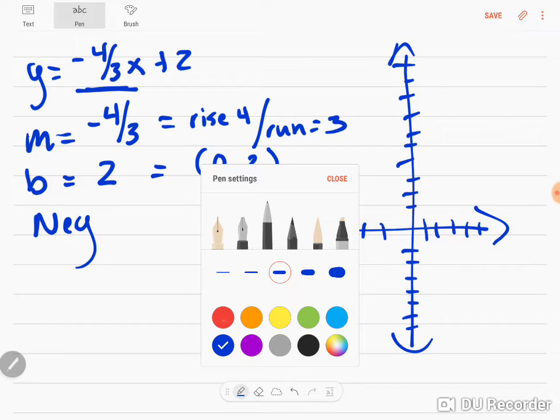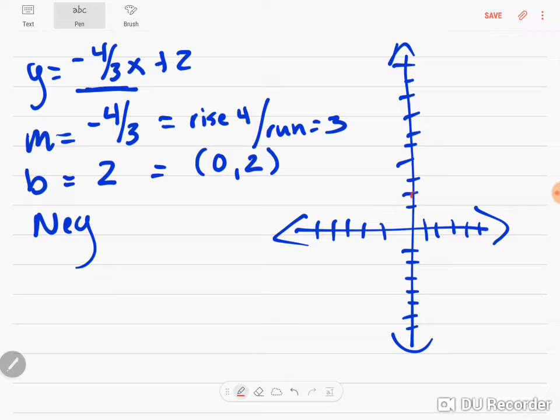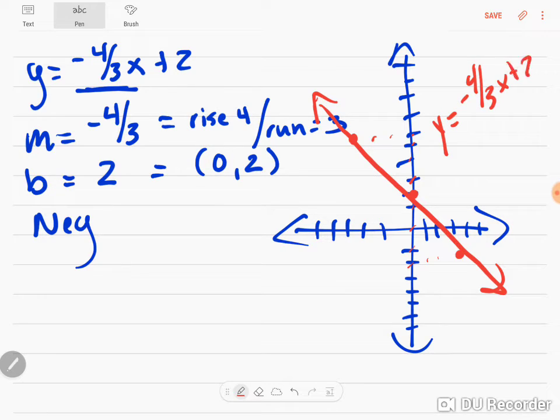All right. So here we go. My first point is at 0, 2, which is right there. My rise says 4, so I'm going to go up 4. 1, 2, 3, 4. My run says 3. Now I'm going to the left 3 because it's negative. So 1, 2, 3. I'm right there. I'm going to go down 4. 1, 2, 3, 4. And I'm going to go over to the right this time 3 because I want to keep that line negative. 1, 2, 3. So then this is the line right here. y is equal to negative 4/3 x plus 2.